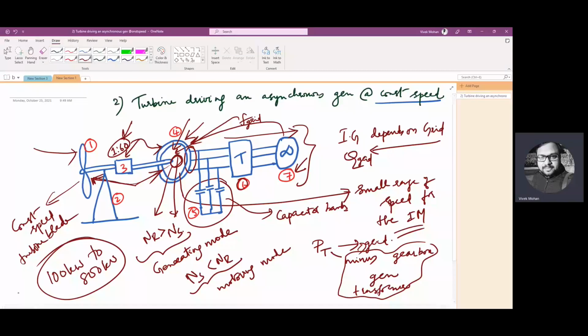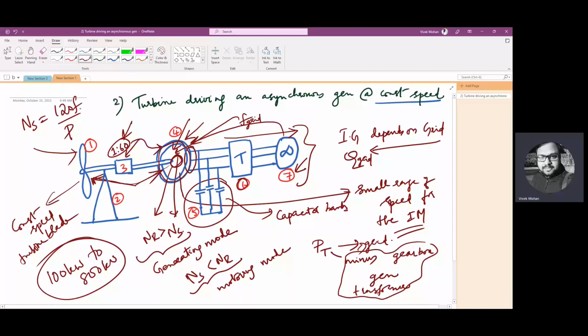Now, some asynchronous generators are equipped with two stator windings. Here, suppose there is only a single stator winding. Some other topologies are there where two stator windings are possible, so we can make use of two numbers of poles. One can be 4-pole, another can be 6-pole. So what is the advantage? When the wind speed is high, the lower number of poles is used because it corresponds to a higher generator speed. NS, synchronous speed, is 120 F by P.